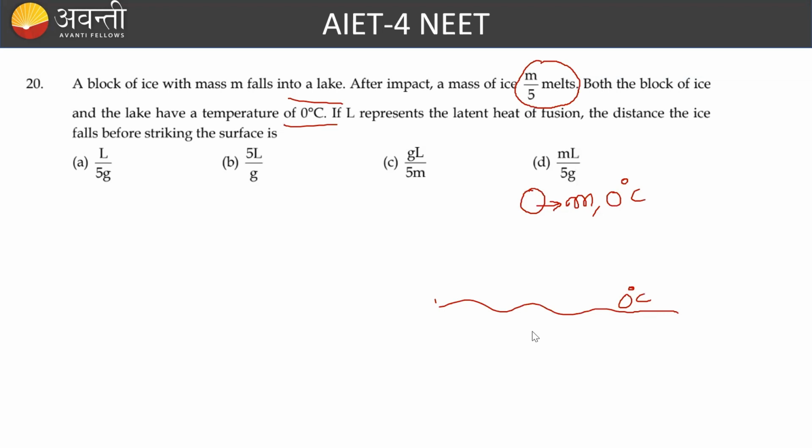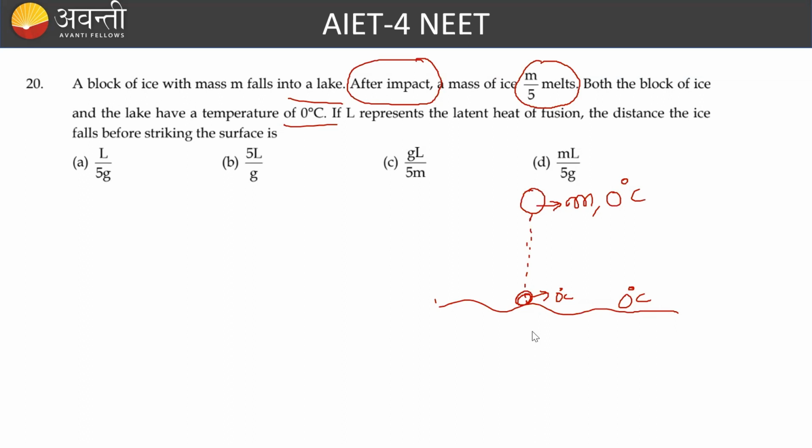Now what is happening? If L represents the latent heat of fusion, the distance the ice falls before striking the surface. What is happening? After impact, the mass m/5 is melting. So from here it is falling down. And here the ball of ice is reaching. Here also temperature is 0. Here also temperature is 0. So no temperature difference. It means no energy will flow because of temperature. Because temperature is not changing. So energy transfer is not happening because of temperature. Because there is no difference, right?